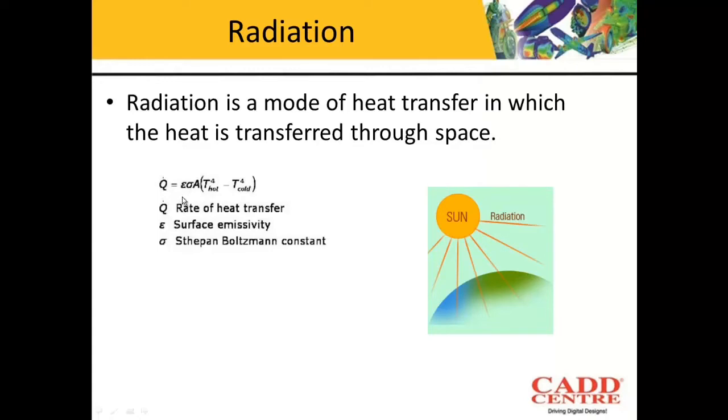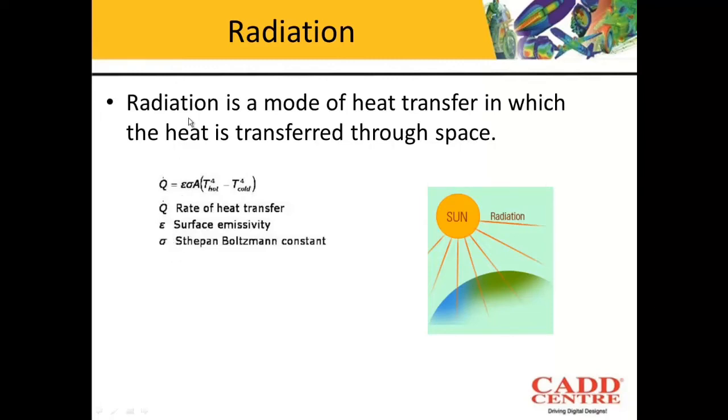Q is equal to emissivity times sigma, that represents the Stefan-Boltzmann constant, times A, that is the area, times T raised to 4. Hot means whichever medium is hotter, that is going to transfer heat to the colder medium. So it is a temperature difference between the hot medium and the cold medium. Now in this case, the surface emissivity is represented by this symbol over here.